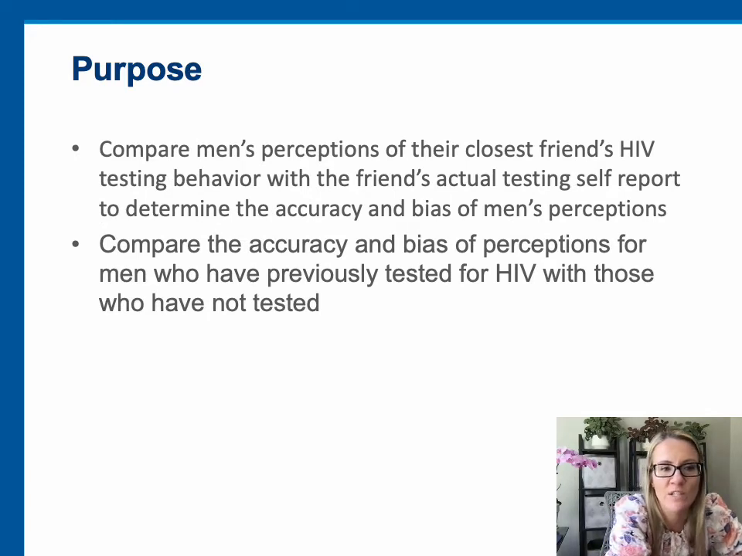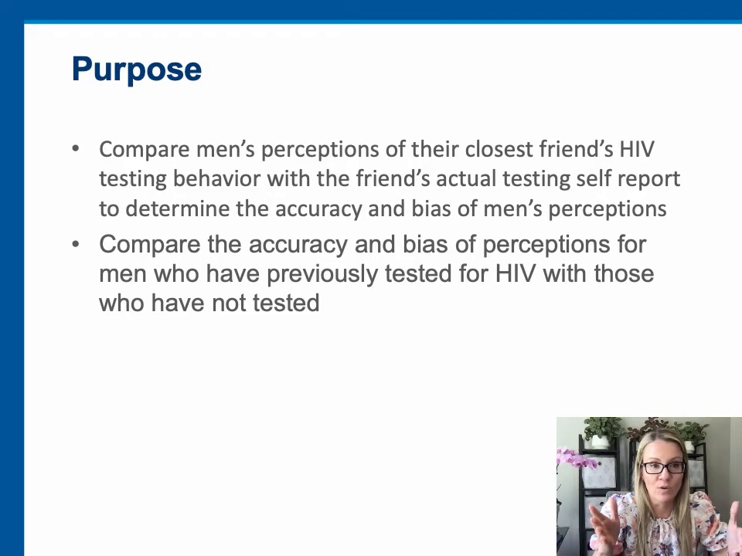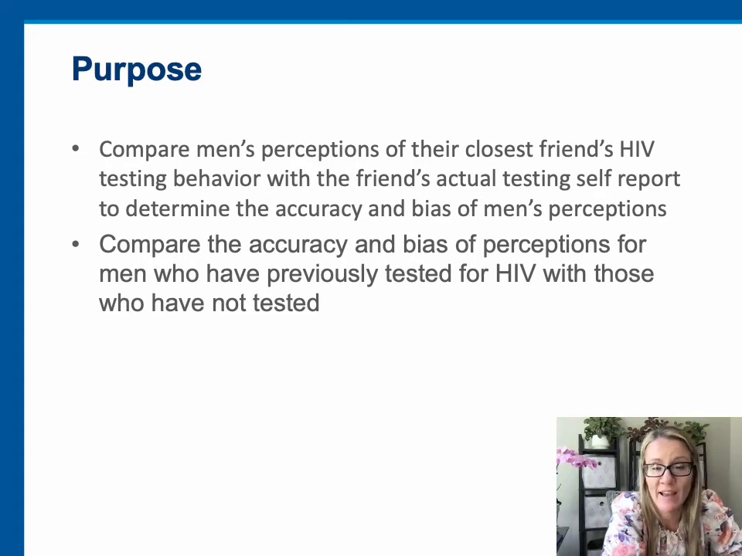The purpose of our study was to compare men's perceptions of their closest friends' HIV testing behavior with their friends' actual self-report. Remember, we tried to enroll the entire camp networks as much as possible, fully sociocentric. So when men identified a best friend, usually we had that best friend enrolled in the study as well. So we could look at the accuracy, how often they were right versus wrong, and the bias, when they're wrong, in what direction they tend to be wrong in these perceptions. And then we thought it would be quite interesting to look at that accuracy and bias when comparing men who have not tested for HIV before to those who have, to see if there is a difference and what we can learn from it.